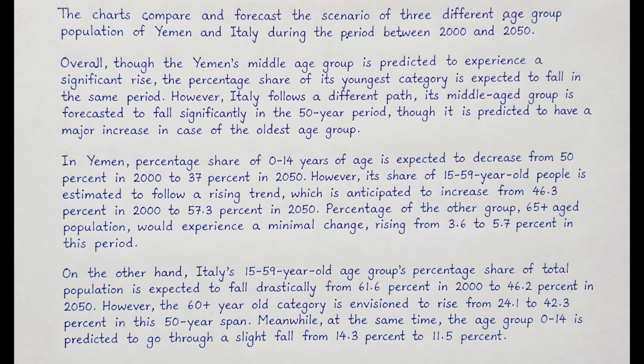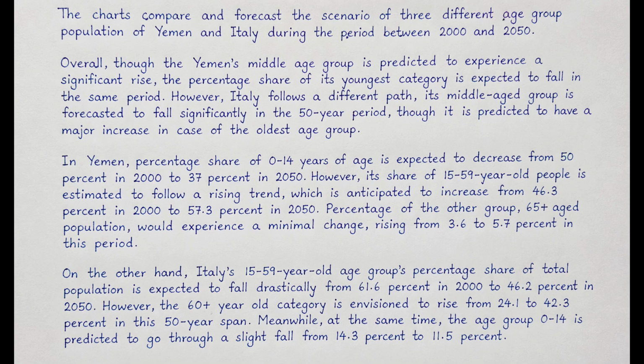Meanwhile, the oldest age group, which is people aged 65 and above, will experience only a small rise, increasing from 3.6% to 5.7%. Now let's discuss Italy. Italy presents a completely different pattern.